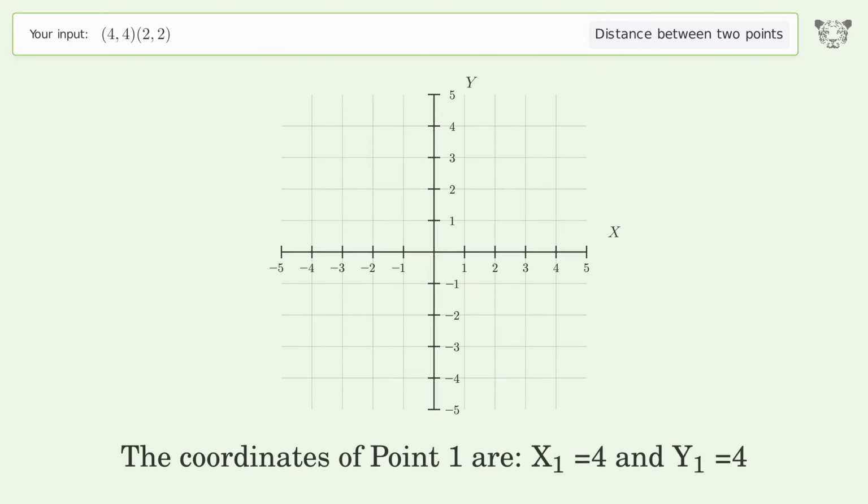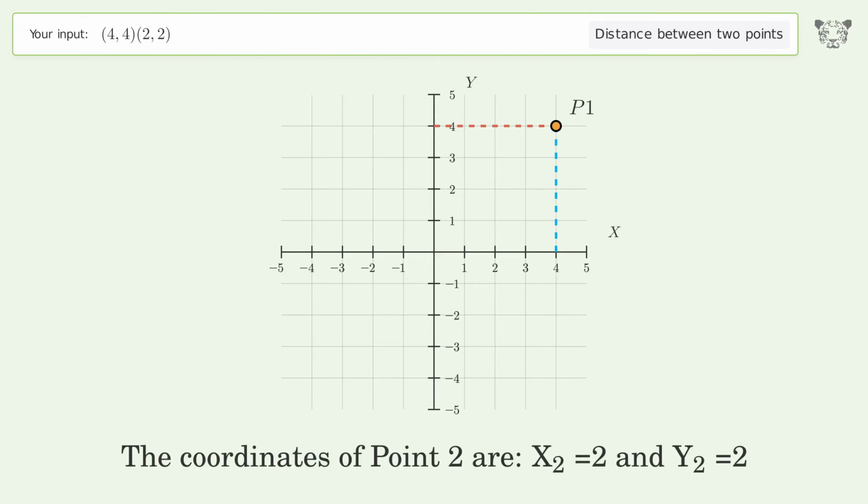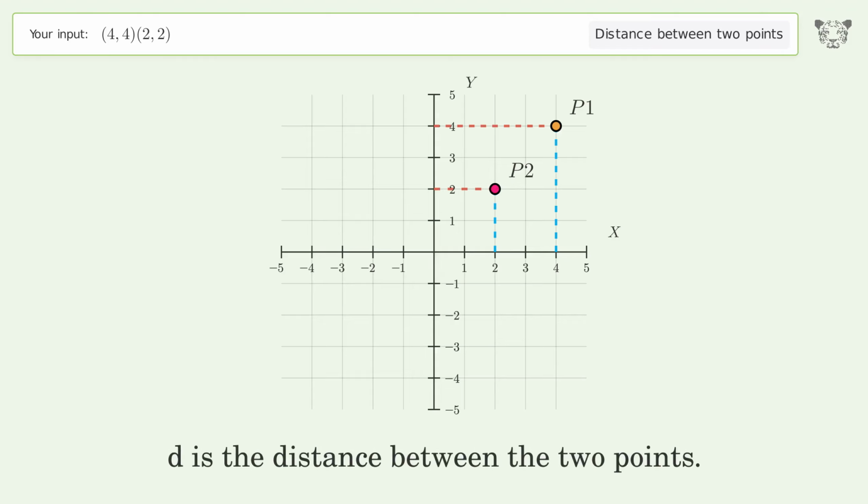The coordinates of point 1 are x1 equals 4 and y1 equals 4. The coordinates of point 2 are x2 equals 2 and y2 equals 2. D is the distance between the 2 points.